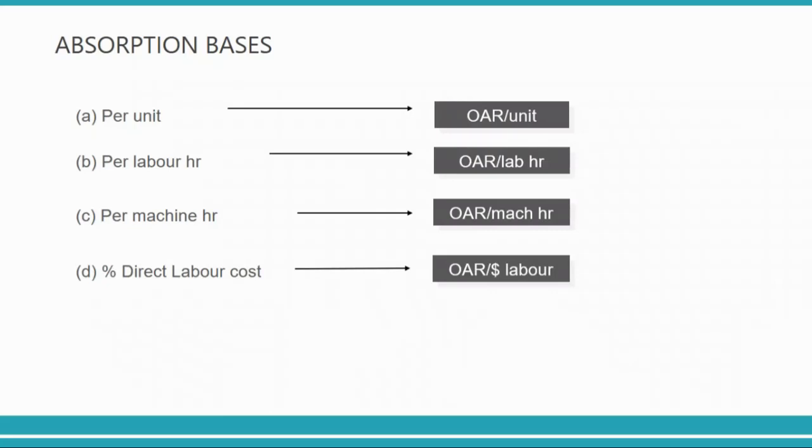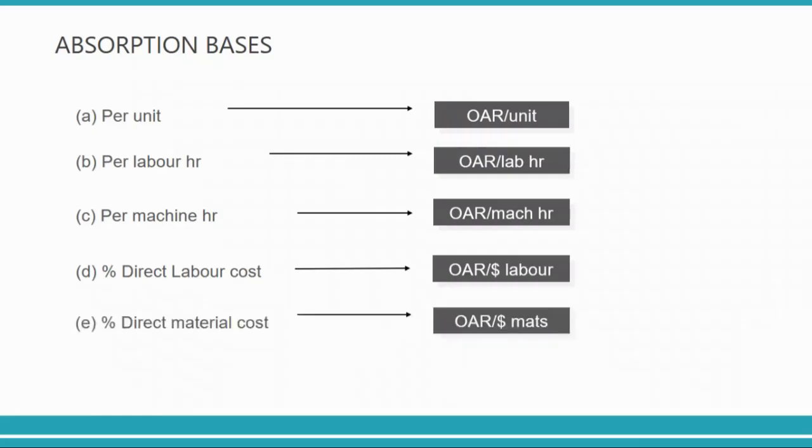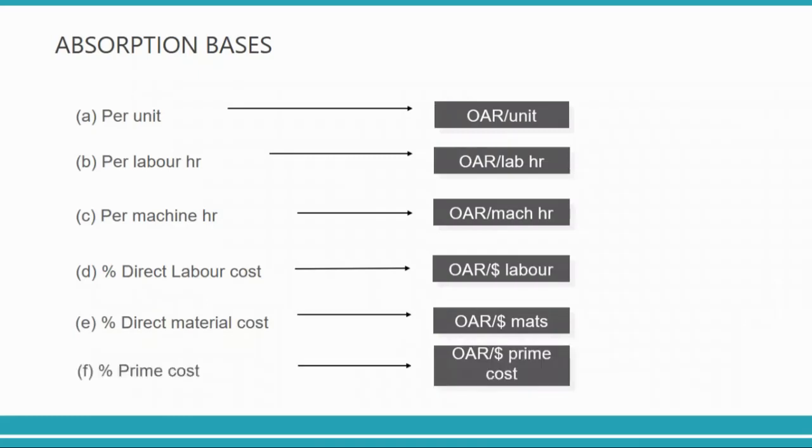That overhead is like 7% of the labor cost or 10% of the labor cost, something like that. Or a percentage of direct material cost, for example, 20% of the direct material is overhead. Or prime cost, a percentage of your prime cost, which means material and labor both.